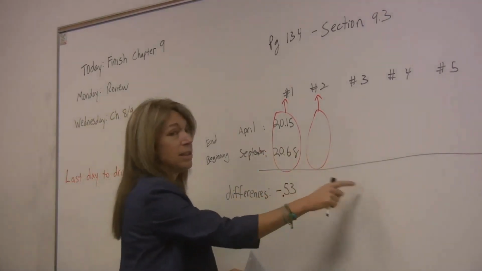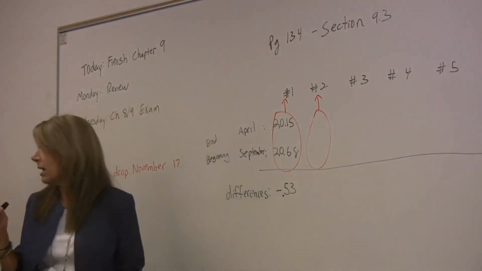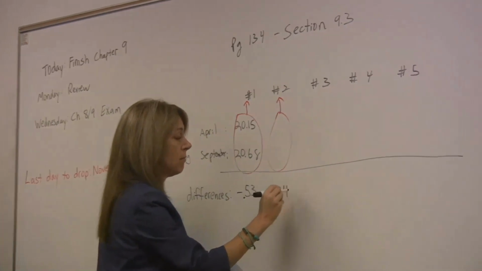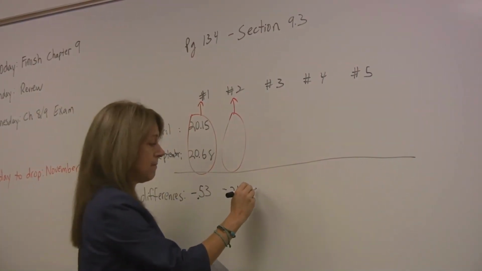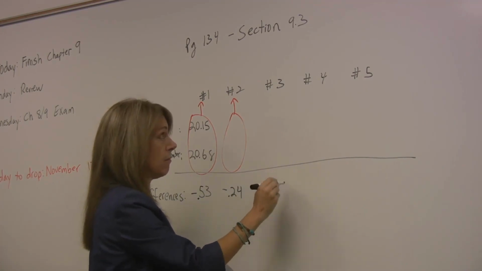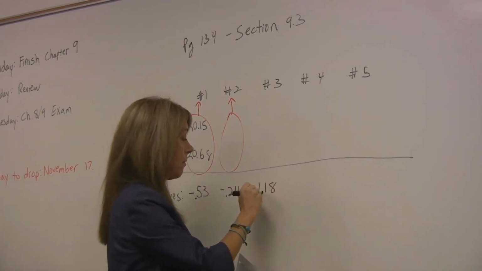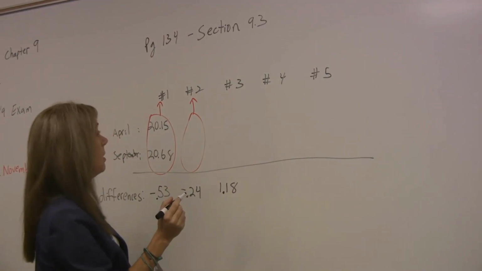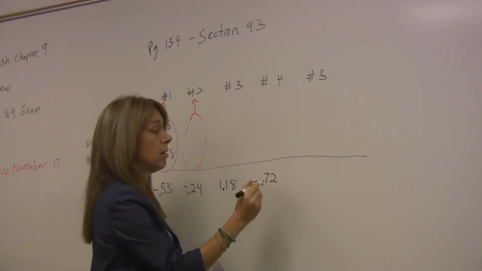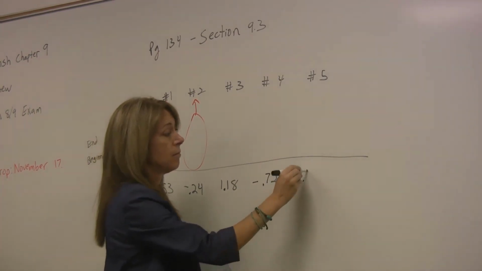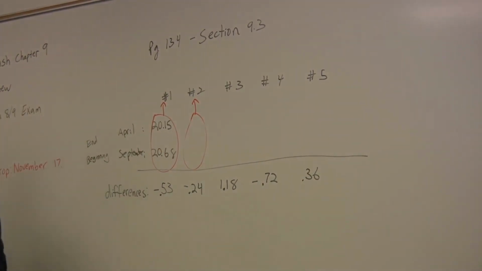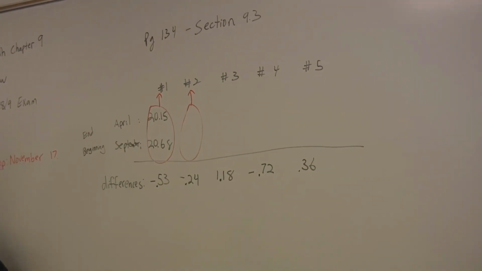Someone want to tell me what the differences are? I can hear you guys calculating them. Negative 0.24. Keep going. 1.1. Positive? Yeah. Negative 0.72, and 0.36. Positive? So are there any questions on where those numbers are coming from?